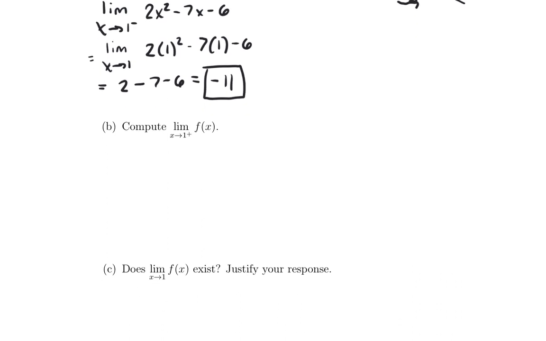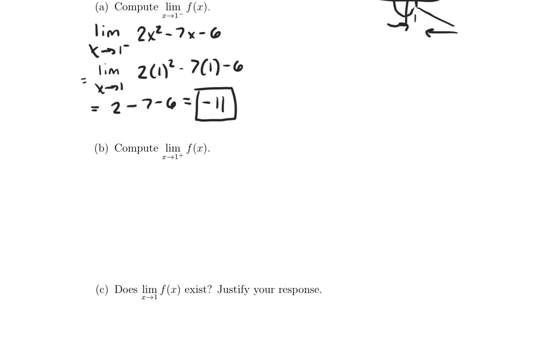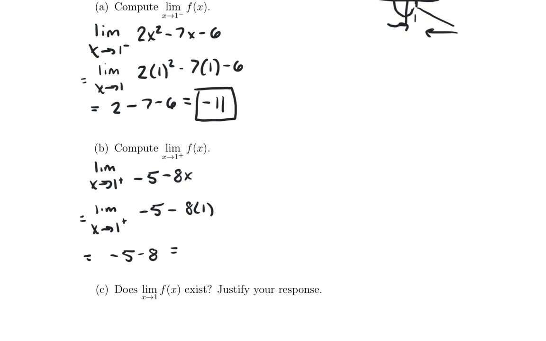And now we're going to do the same thing from the right side. The right side is the linear side. So we're going to see how that approaches 1. So we have the limit, x approaches 1 from the right side, negative 5 minus 8x, and then we're just going to plug in 1 because there's no boundary restrictions. We're going to get that equals negative 5 minus 8, which is negative 13.